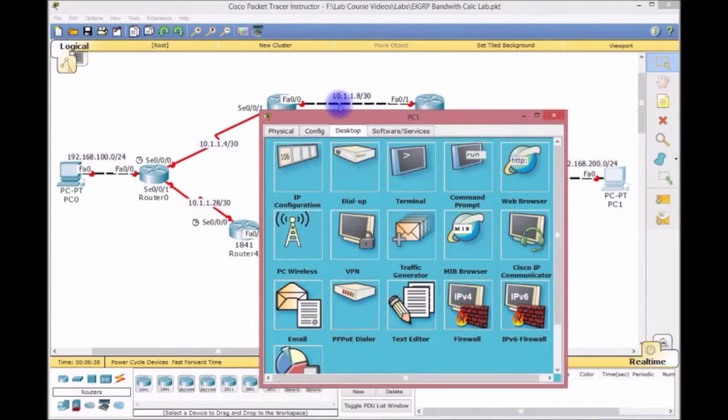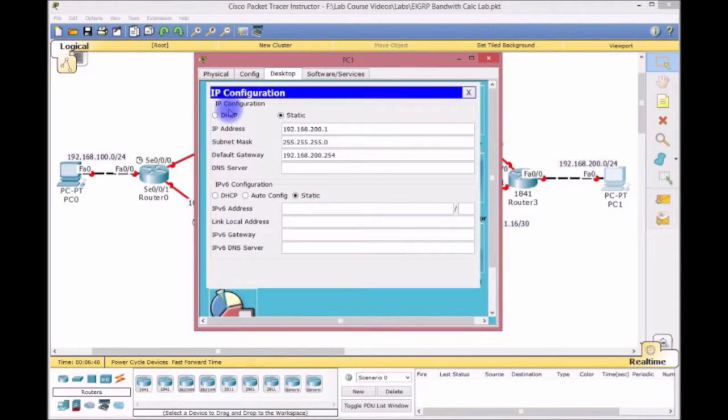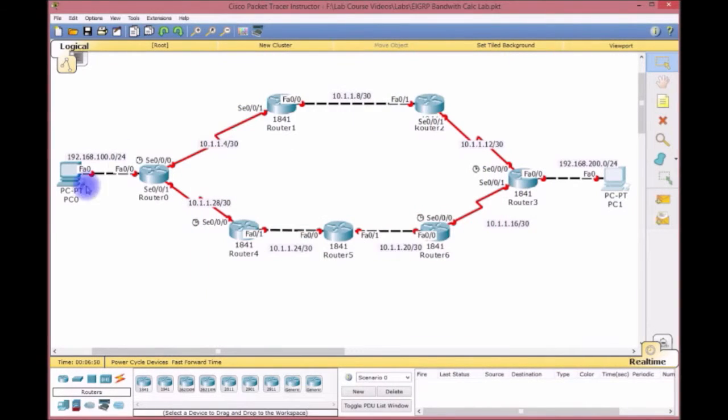So we're good with that PC. This PC is 200.1 and 200.254. Remember, I used the first available IP address for the host and the last available IP address for the gateway. But the routers are all off. So all we're actually going to do is configure the interfaces with IP addresses and turn them on. That's the first thing we're going to do.